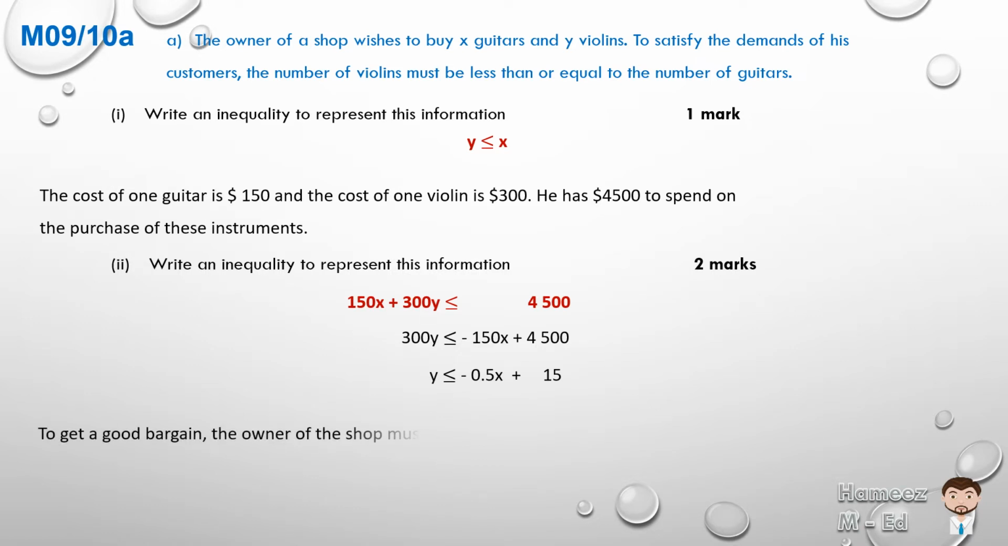To get a good bargain, the owner of the shop must buy at least 5 violins. Write an inequality to represent this information. Since the number of violins is represented by Y, then we can say Y must be greater than or equal to 5.